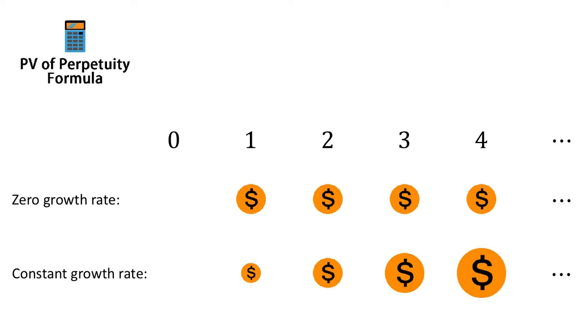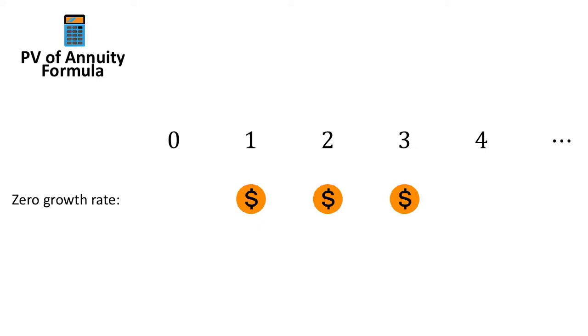So maybe the first payment in year one is $100, and maybe the growth rate is 20%. So in year two, the payout's going to be $120. And then in year three, it would be $144. So a 20% growth in the payment each year.